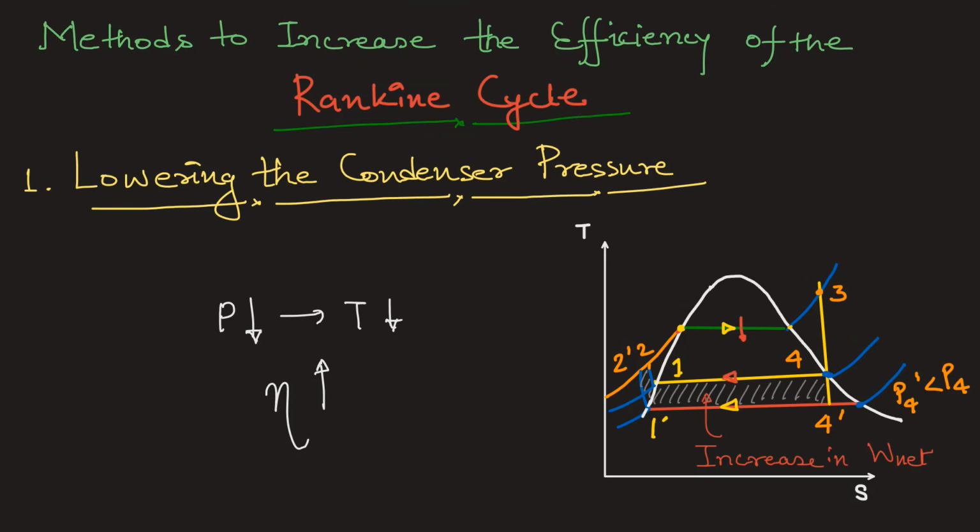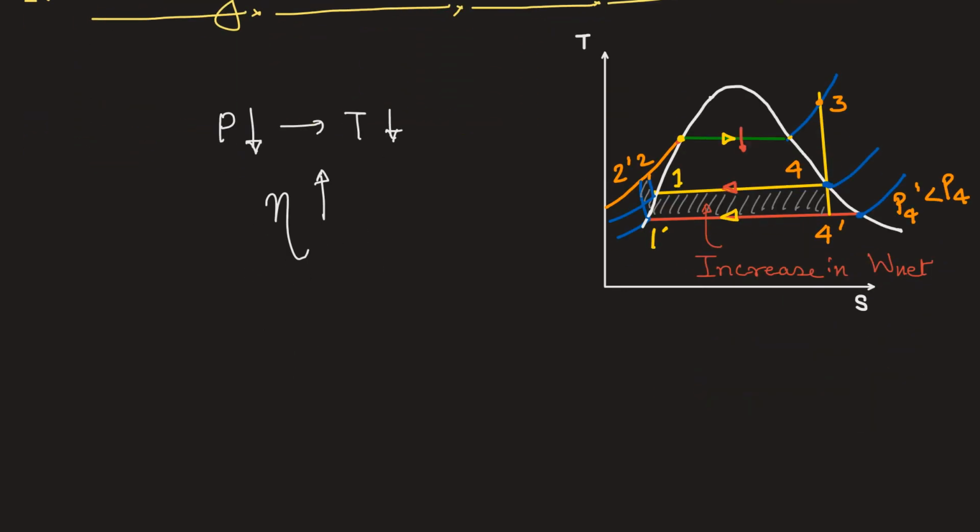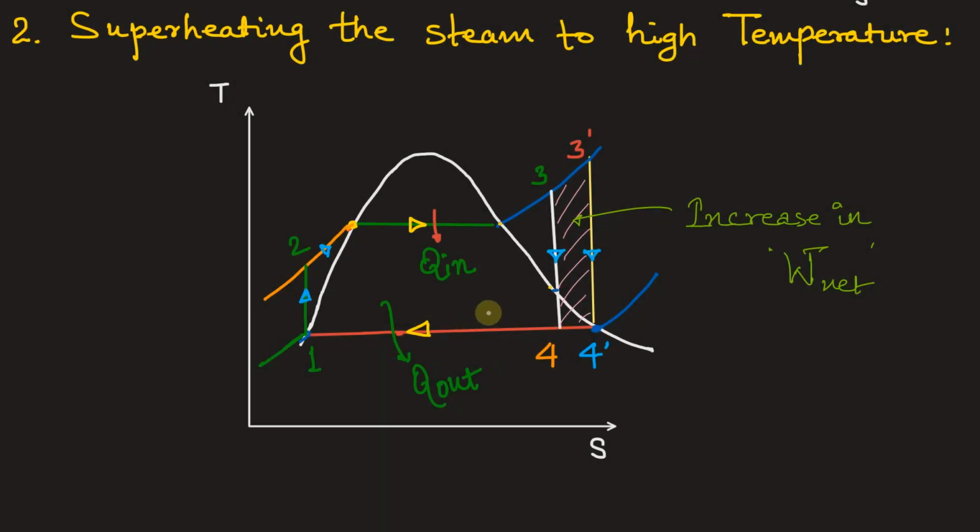Now let's see the second method, that is superheating the steam to high temperature. The average temperature at which heat is added to the steam can be increased without increasing the boiler pressure by heating the steam to a higher temperature. Here we are heating the steam to a higher temperature from 3 to 3 dash. We can see that when we move to 3 dash, there is an increase in net work done.